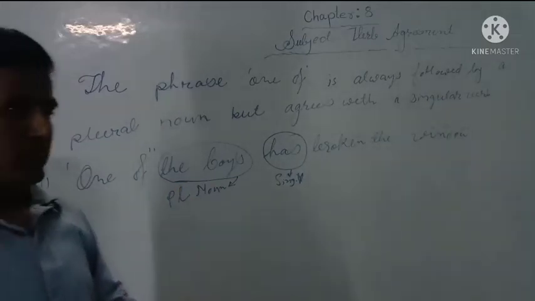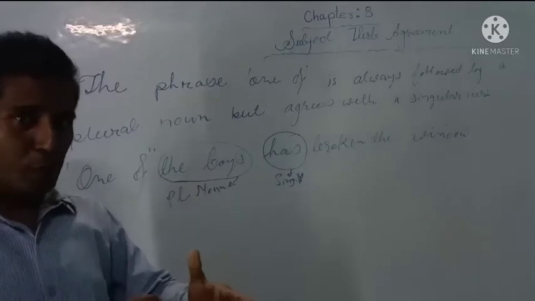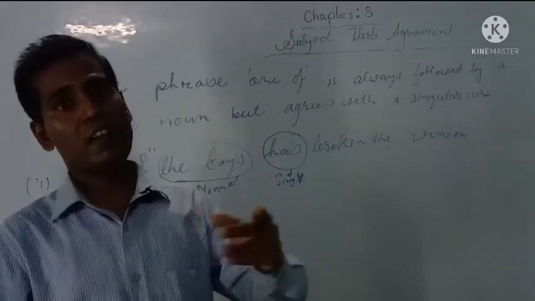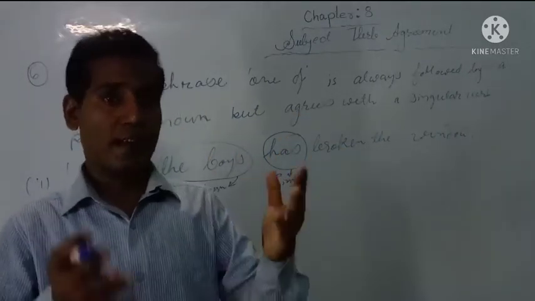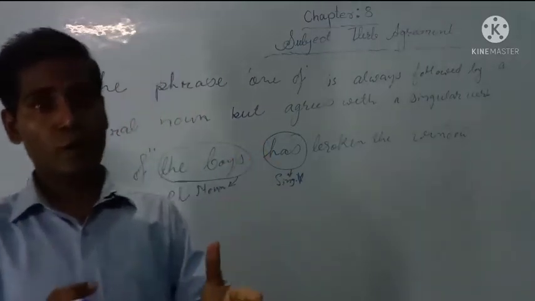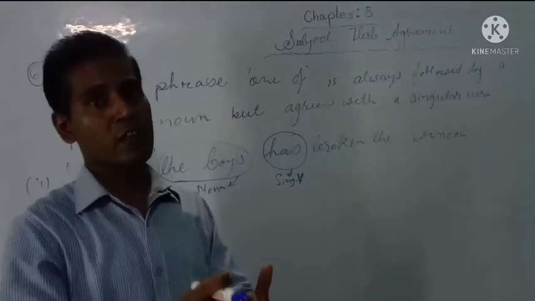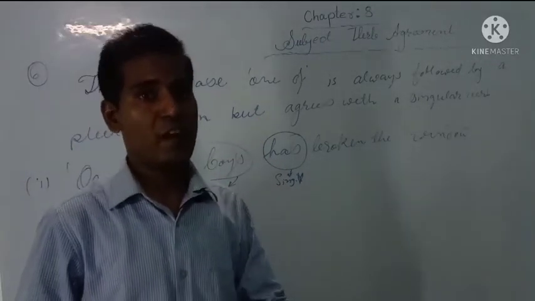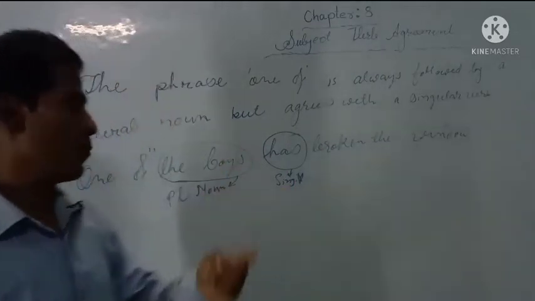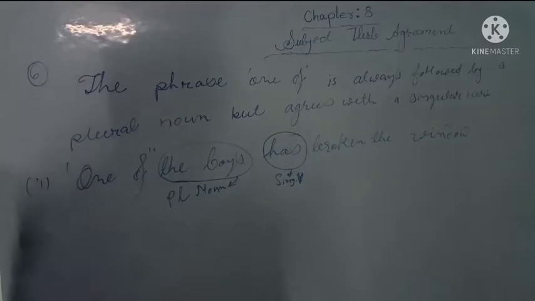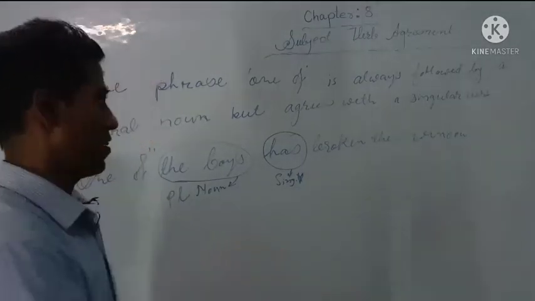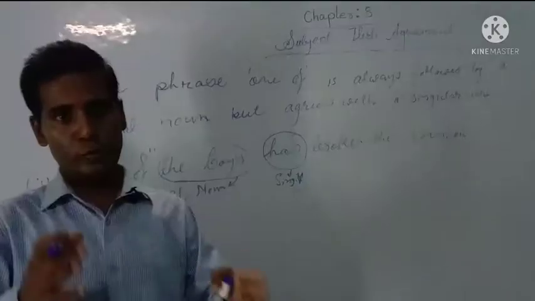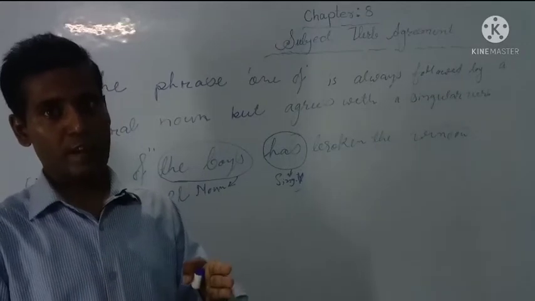The window is broken not by all the boys but by one out of the boys, or one among the boys. Since the window was broken by one among the boys, one boy is the doer of the action of the verb. Since one boy is the doer of the action of the verb, that one boy is the subject. And since the subject is one boy and one boy is singular, it will agree with the singular verb has but not have. Alright, so now let us proceed to rule number 7.